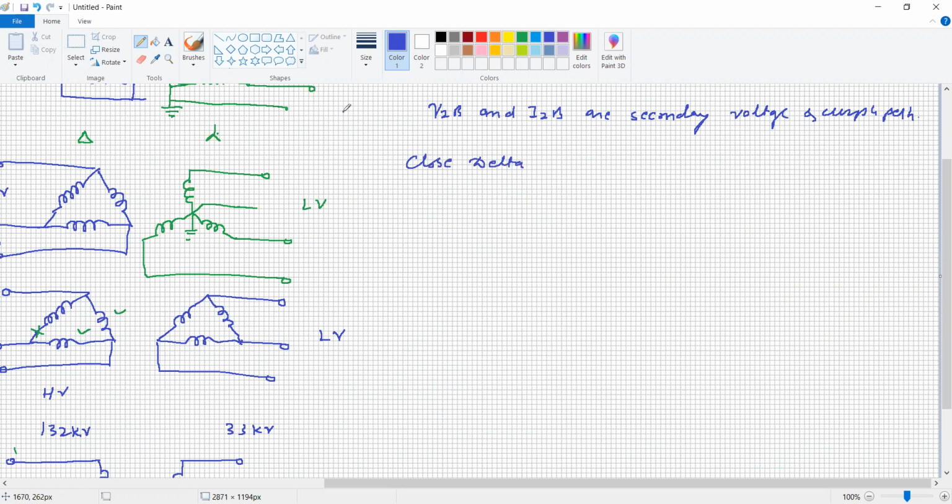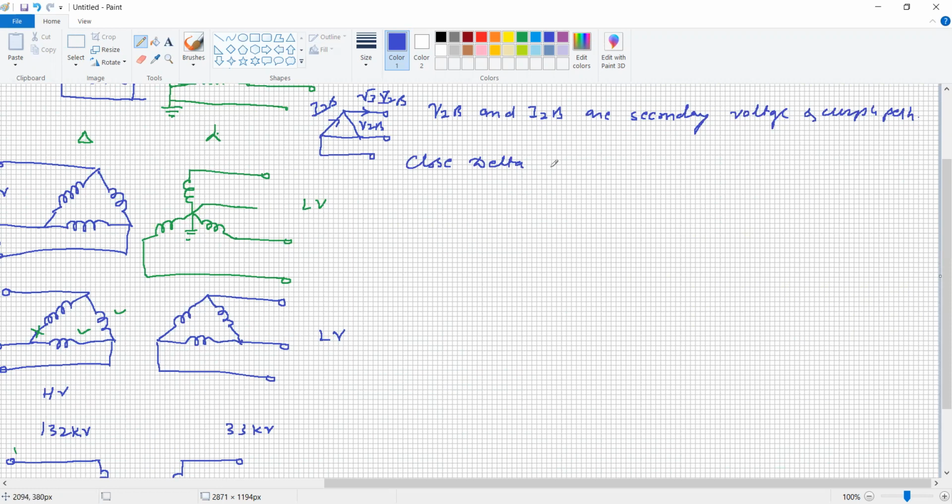Closed delta means this is the closed delta, where the voltage is V2B. So phase voltage and line voltage are the same, whereas the phase current is I2B. So the line current is definitely √3 times I2B, if we consider that this is the phase voltage and phase current. So the line current becomes √3 times I2B.